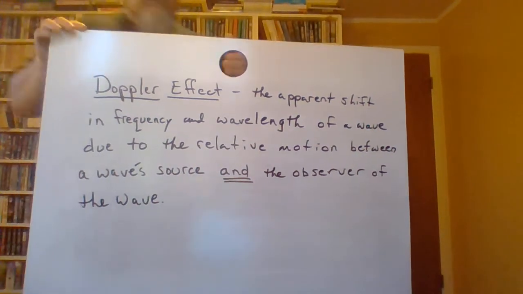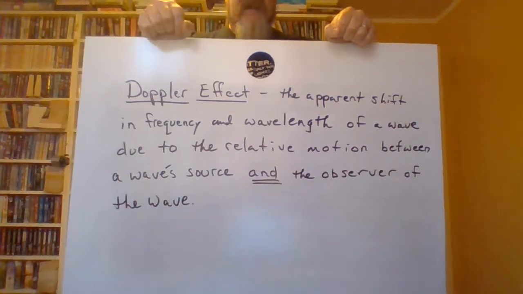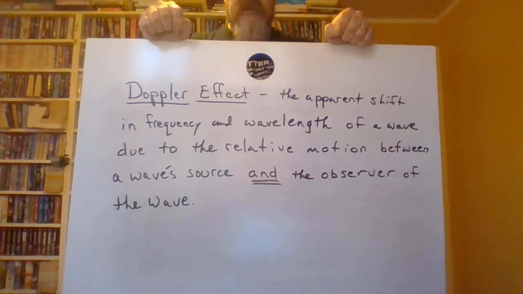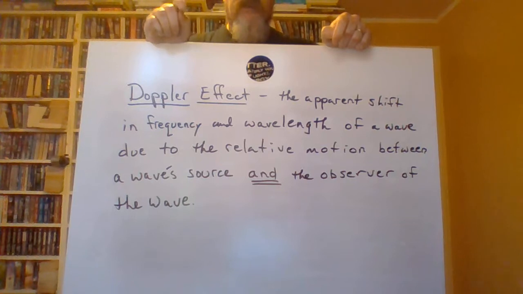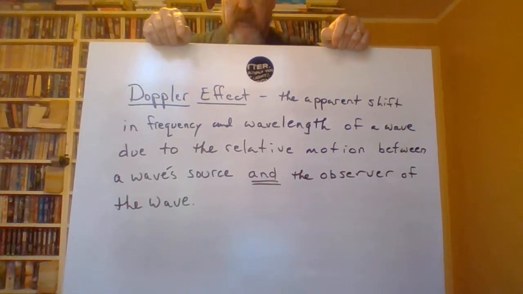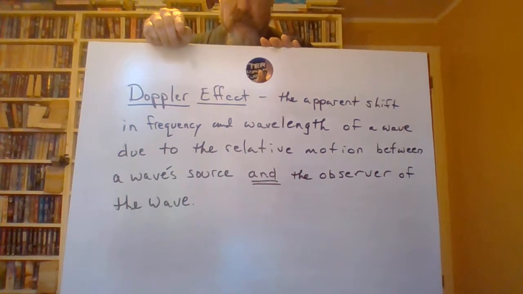Okay, the Doppler effect definition. The Doppler effect is the apparent shift in frequency and wavelength of a wave due to the relative motion between the source of the wave and the observer who can experience the wave.